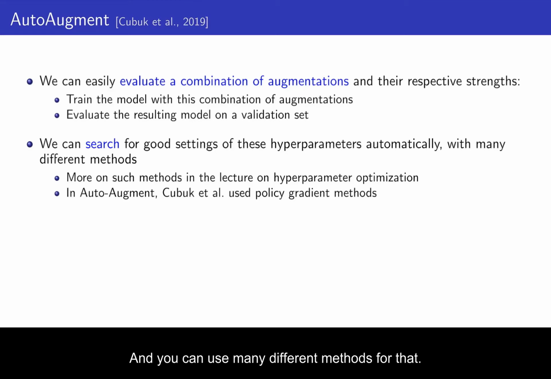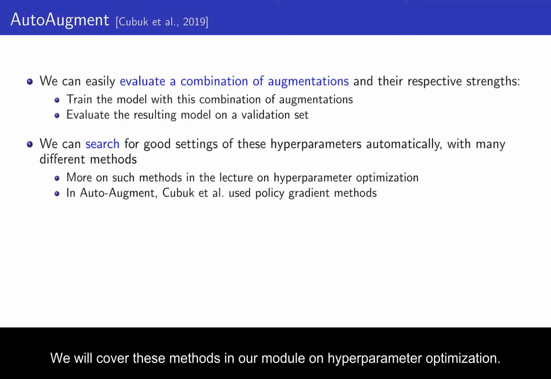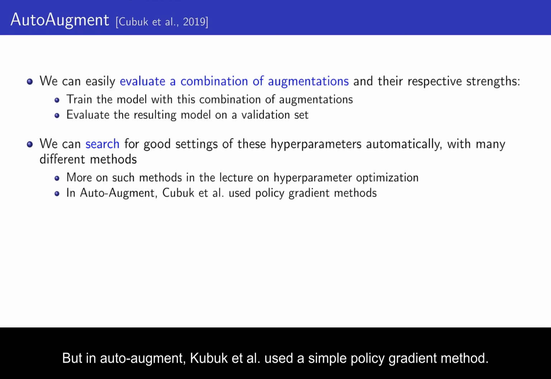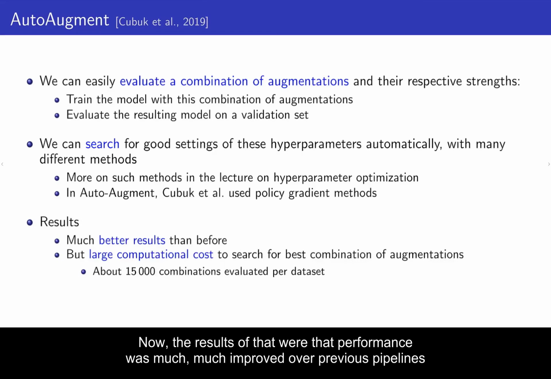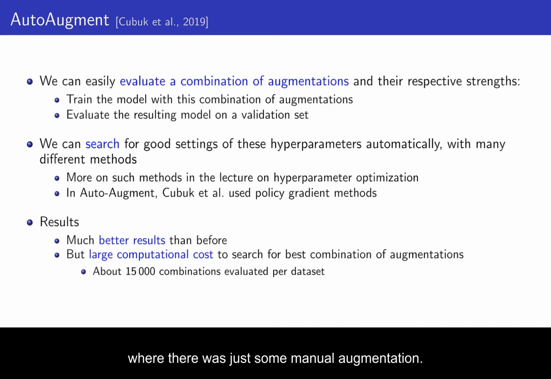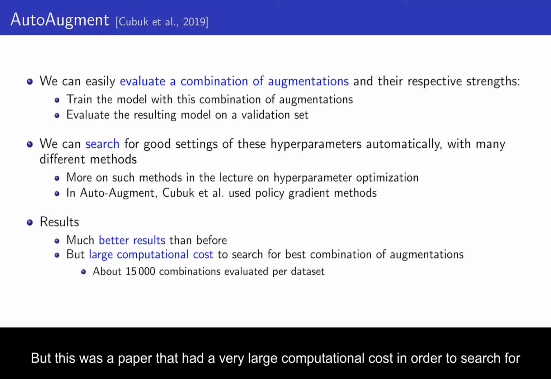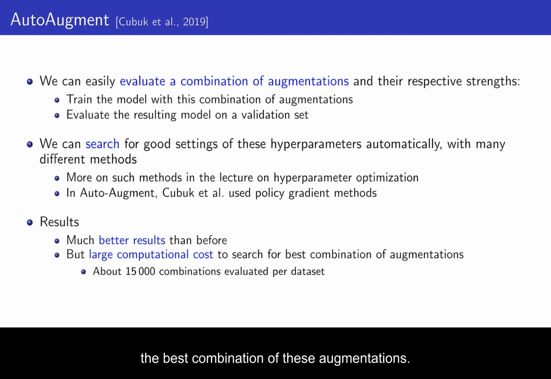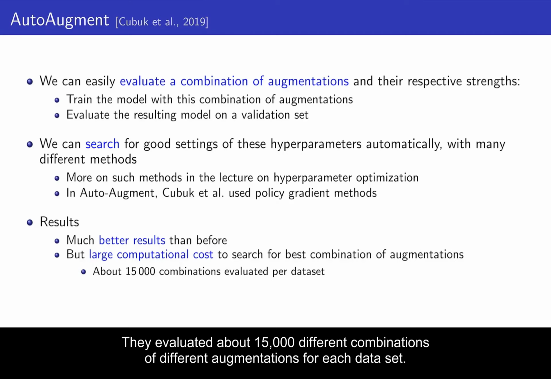And you can use many different methods for that. We will cover these methods in our module on hyperparameter optimization. But in AutoAugment, Cubuk et al. used a simple policy gradient method. Now, the result was that performance was much improved over previous pipelines where there was just some manual augmentation. But this was a paper that had a very large computational cost in order to search for the best combination of these augmentations. They evaluated about 15,000 different combinations of augmentations for each data set.